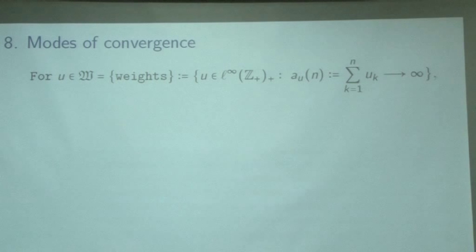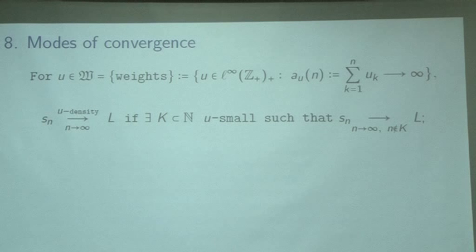So it's some modes of convergence, to write down what I've just been telling you about proofs. You have a sequence of weights. So what's this? It's a bounded sequence of non-negative numbers, so that the partial sums tend off to infinity.